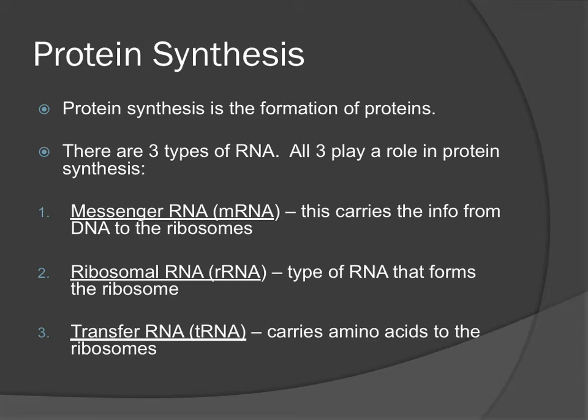We have the messenger RNA that carries the information from the DNA. Again, we get the DNA from the nucleus to the ribosomes. Then we have ribosomal RNA. That's a type of RNA that forms the ribosome. And then we have transfer RNA that carries amino acids to the ribosomes.